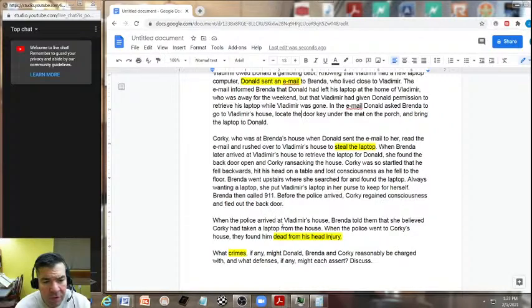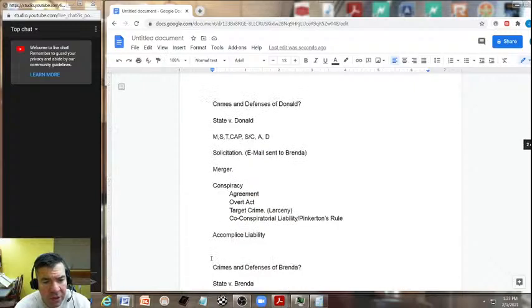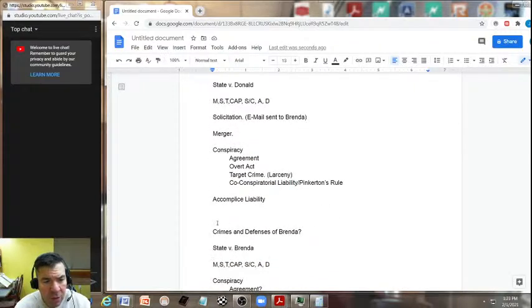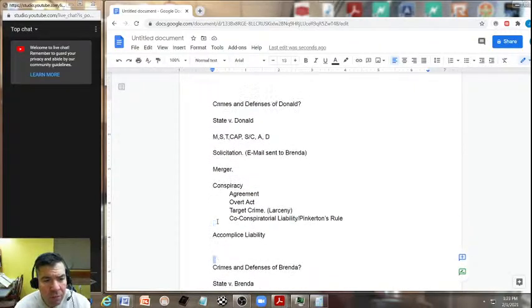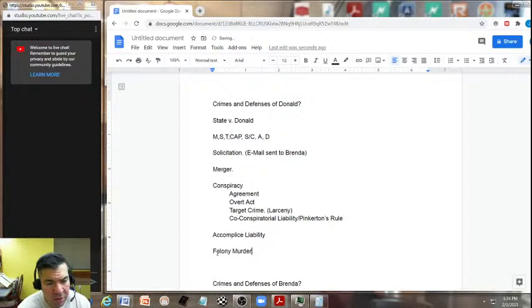Now, when the police arrived at Vladimir's house, Brenda told them that she believed Corky had taken a laptop from the house. When the police went to Corky's house, they found him dead from his head injuries. So now this is a really interesting aspect here, because we have State v. Donald. I think we could argue that we have felony murder for Donald here for the death of Corky.